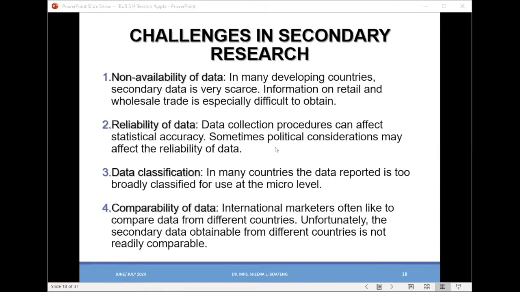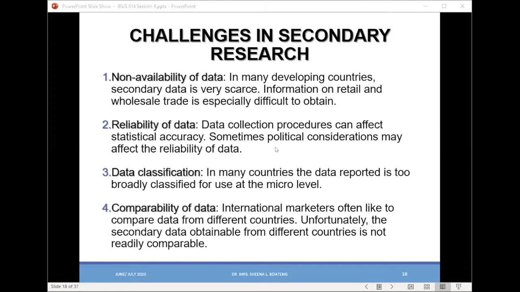Thank you, sir. Okay, so next we can also talk about comparability of the data. International marketers often like to compare data from different countries, right? But you realize that the secondary data, because it is collected by different people for different purposes on different levels, micro or macro, sometimes you may obtain different information that is not comparable based on the way that the information was gathered. So you can get different reports or different databases, but perhaps because of the way the information has been collected, you cannot compare.